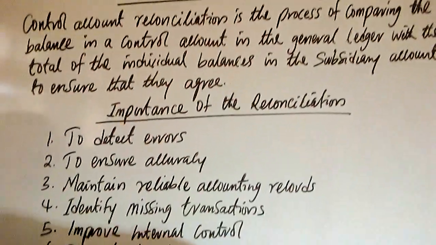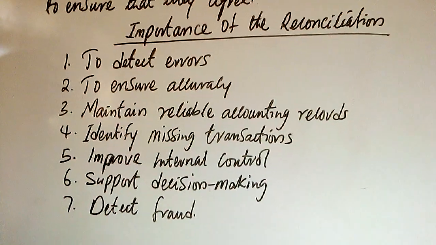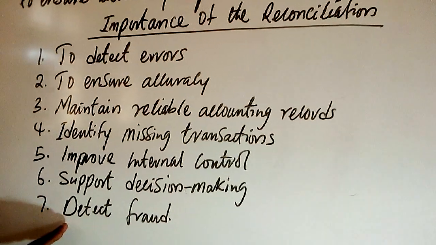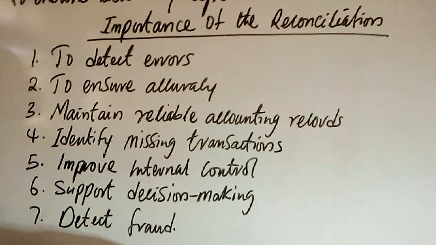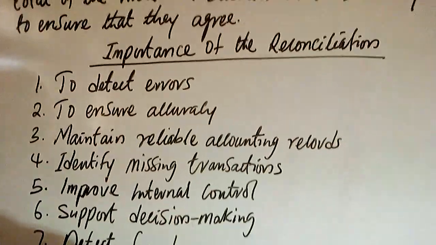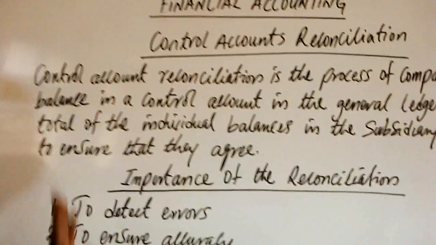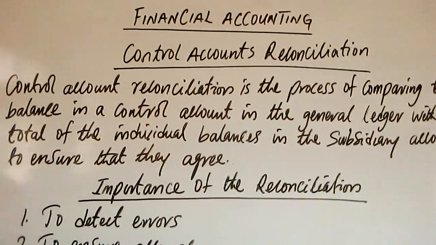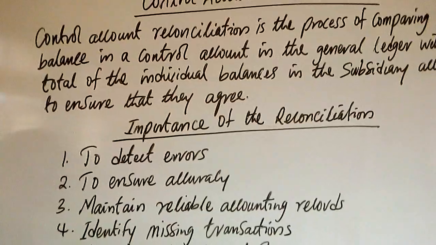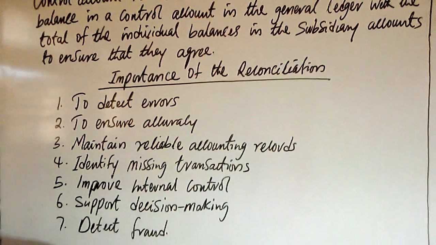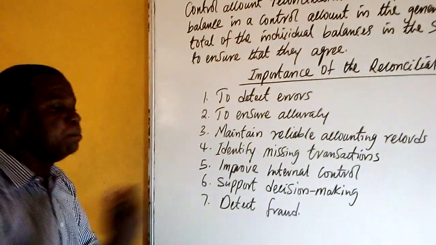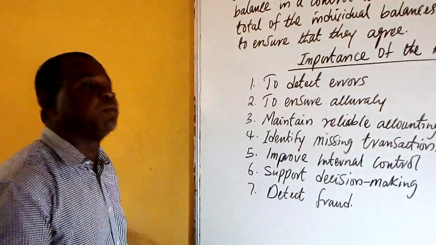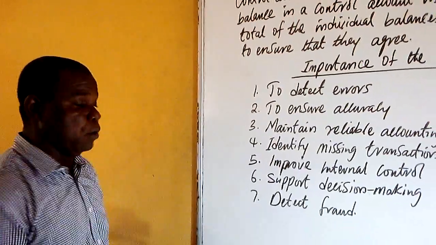Next, to support decision making. It helps management for decision making if all records are accurate the way they're supposed to be. To detect fraud. Fraud is one of the common reasons why businesses try to prepare reconciliation of control account, because if reconciliation is not prepared, it is very difficult for you to know that all the balances in the subsidiary account are perfectly moved to the control account, and the actual amount is moved and no item is being omitted.